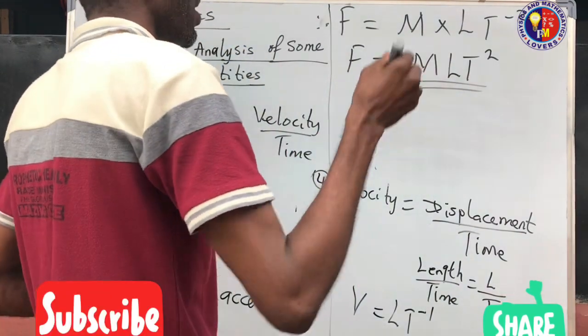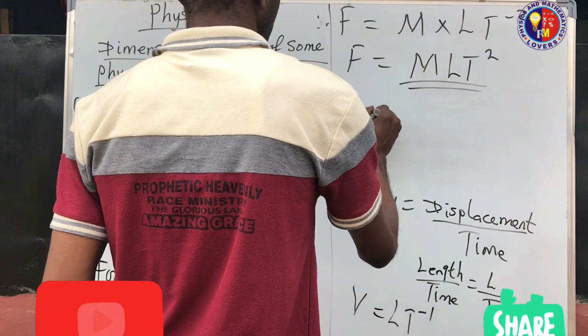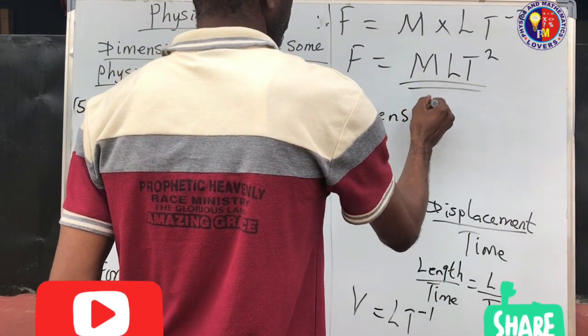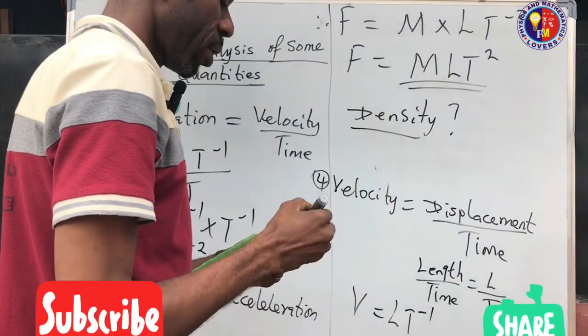We have other ones. Now what I want you to do is go and look for the dimension of density. Write it in the comment section. What is the dimension of density?